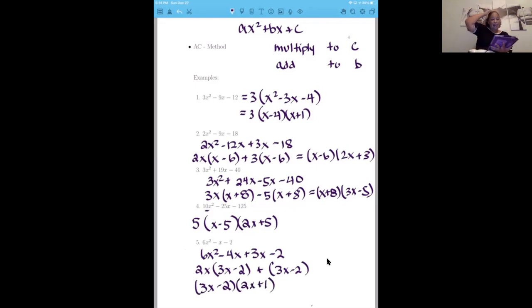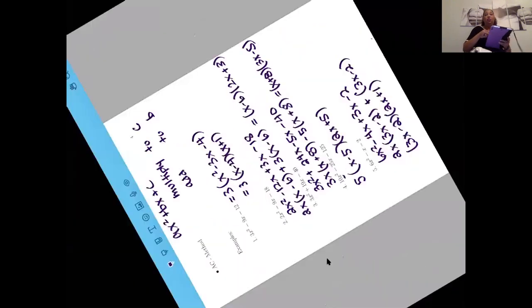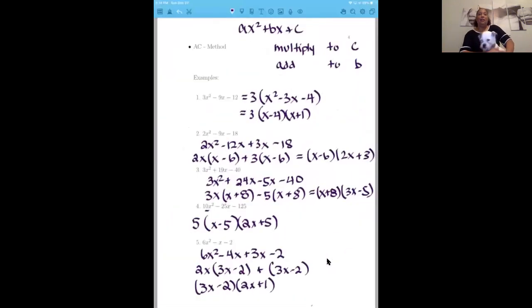All right, so that is the factoring worksheet. Mostly, I'm concerned that you know how to factor when I have a number in A, or the coefficient for the A term, that is not 1.